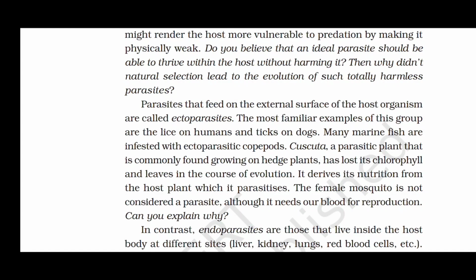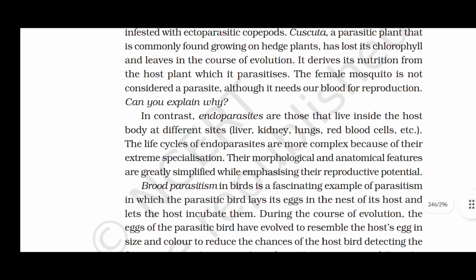The female mosquito is not considered a parasite, although it needs our blood for reproduction. Can you explain why? In contrast, endoparasites are those that live inside the host body at different sites. Example: liver, kidney, lungs, RBCs, etc. The life cycles of endoparasites are more complex because of the extreme specialization. Their morphological and anatomical features are greatly simplified while emphasizing their reproductive potential.